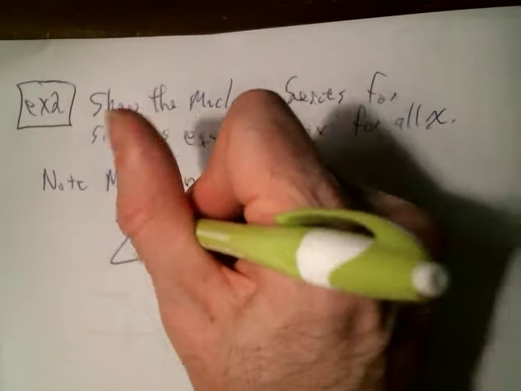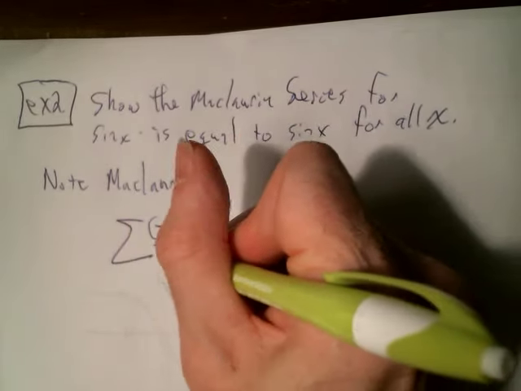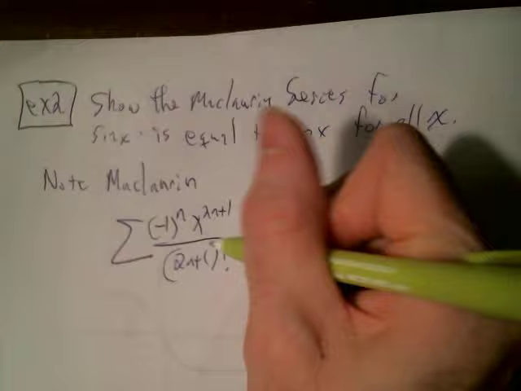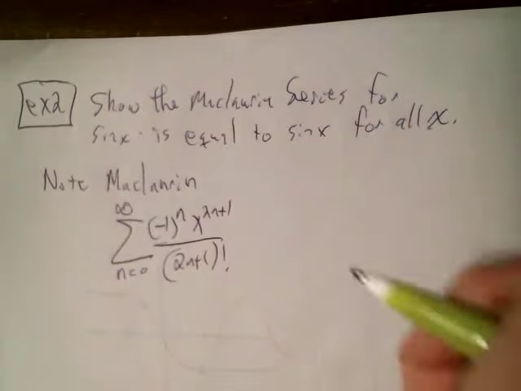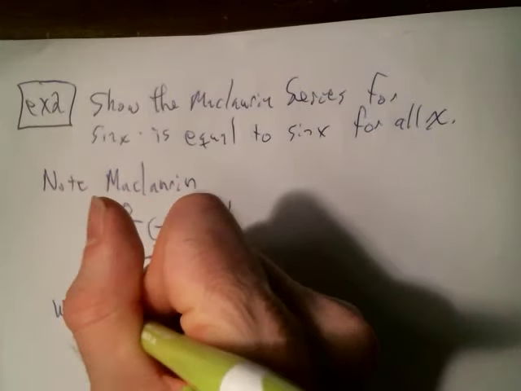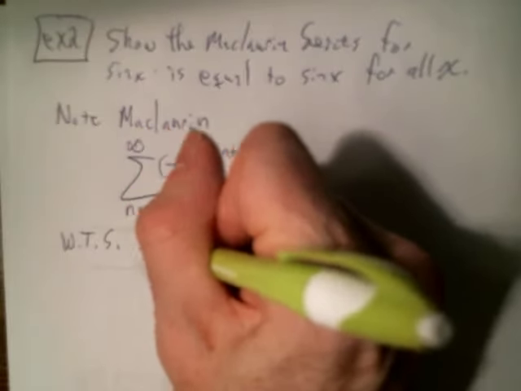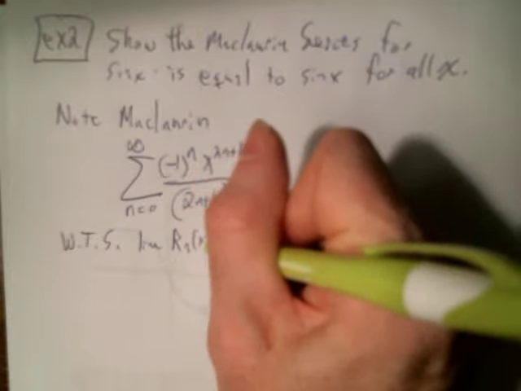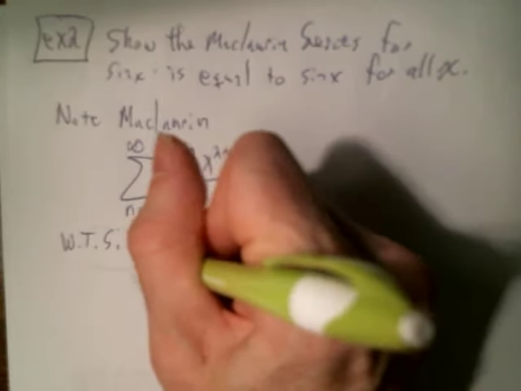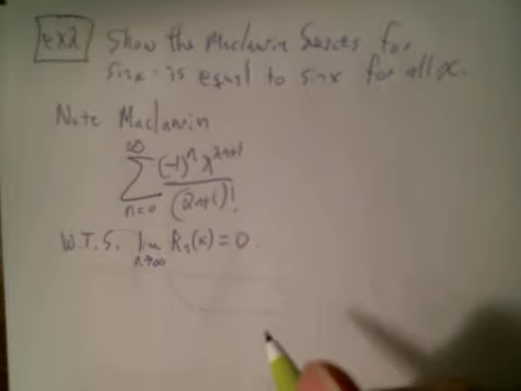It's the series (-1)^n x^(2n+1) / (2n+1)! from n equals 0 to infinity. Right. So what we want to show is that the limit of R_n(x) equals 0 as n goes to infinity. So we need to figure out what R_n(x) is and work with that.